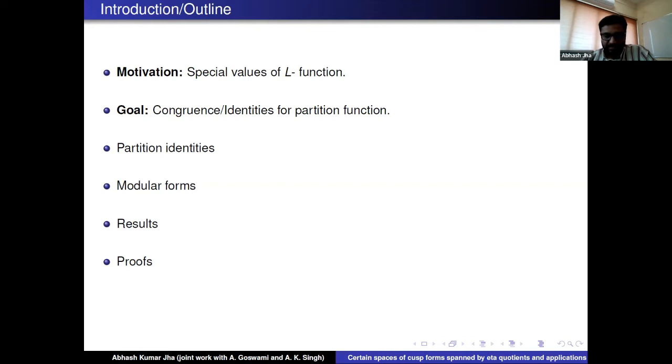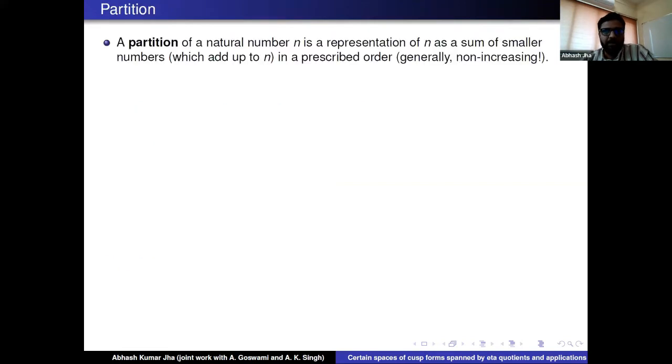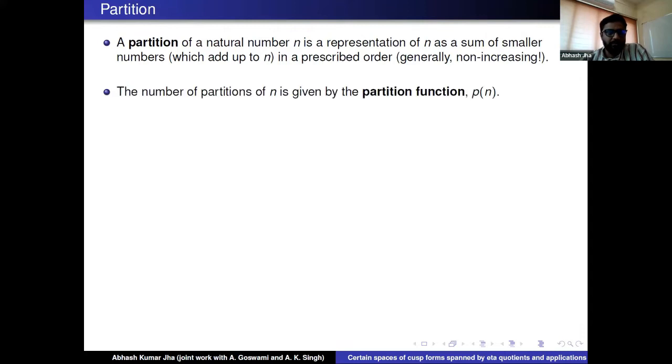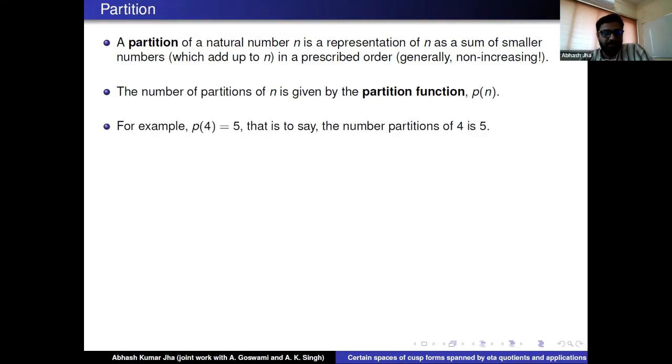So let me start by defining partition. What is a partition? A partition of a natural number n is a representation of n as a sum of smaller numbers which add up to n. Generally, we take it to be non-increasing. The number of partitions of a natural number n is given by the partition function. For example, if I take n to be 4, then the number of partitions of 4 is 5. So we can write 4 in 5 ways, namely 4, then 3 plus 1, then 2 plus 2, 2 plus 1 plus 1, and 1 plus 1 plus 1 plus 1.